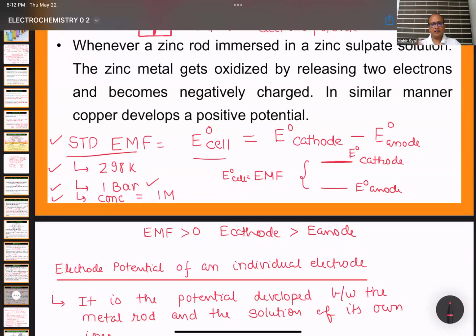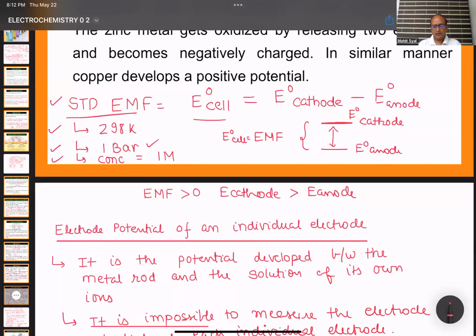Standard EMF of a cell is the difference of the electrode potentials of cathode and anode. So cathode should be higher and anode should be lower, so that you get the positive difference. Then only the current will flow from cathode to anode. Clear? EMF is greater than 0.